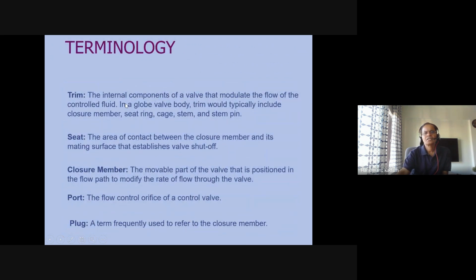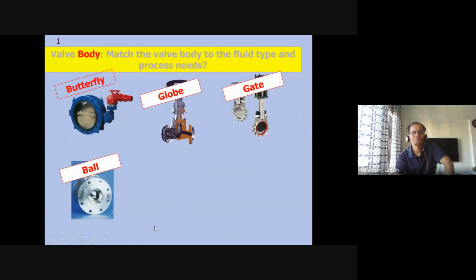Trim is an internal component of the valve that modulates the flow of the control fluid. The globe valve body trim typically includes a closure member, seat ring, cage and stem pin. So the inside parts are the seat and plug. I will show you this picture again: valve bodies of different shapes, butterfly, globe, gate valve and ball valve.